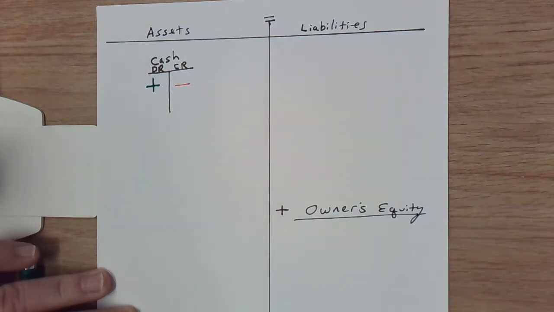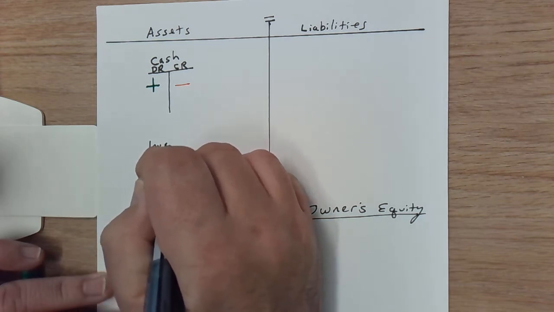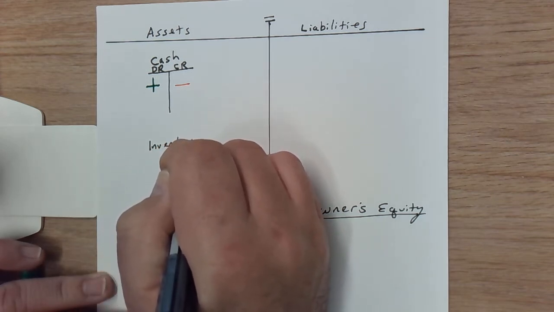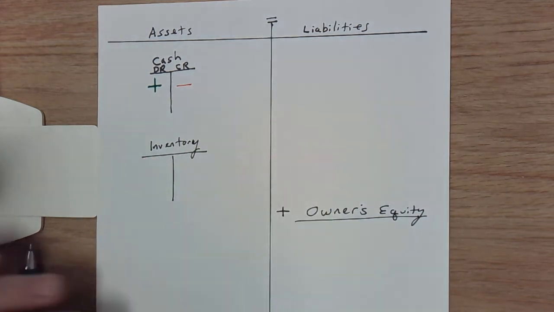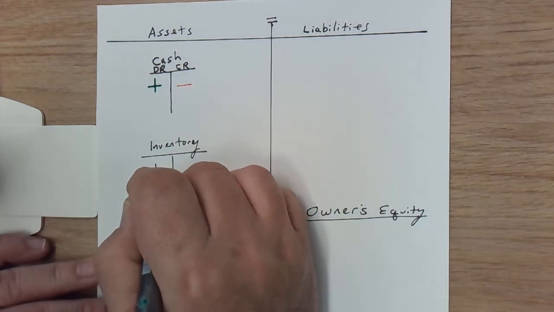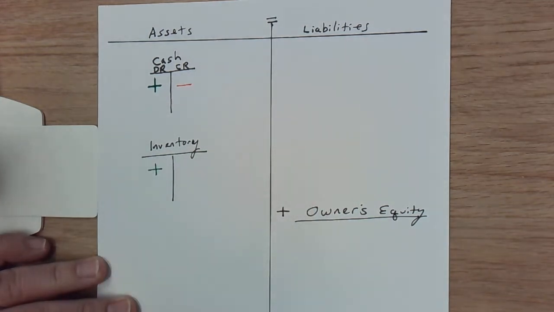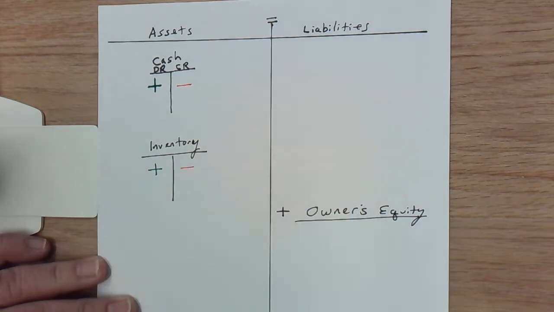So it doesn't matter what type of asset account it could be. It might be inventory, equipment, prepaid rent. Always going to increase with debits and decrease with credits.